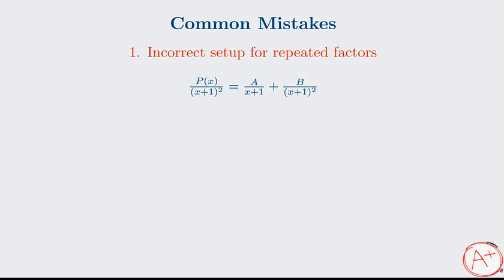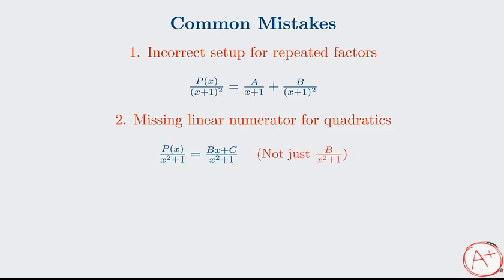Let's look at some common mistakes to avoid in your exams. The most frequent error is neglecting the linear term in repeated linear factors. If you have x plus 1 squared, you must have terms for both the first power and the second power. Without both, the identity will not hold. For irreducible quadratic denominators, students often write just a constant b instead of bx plus c. Always check the degree of the denominator factor. If it is quadratic, the numerator must be linear.